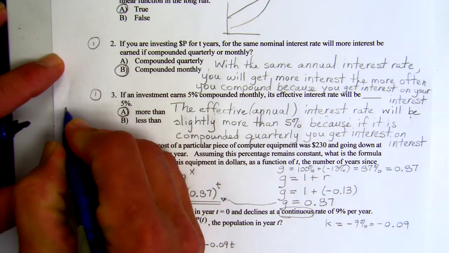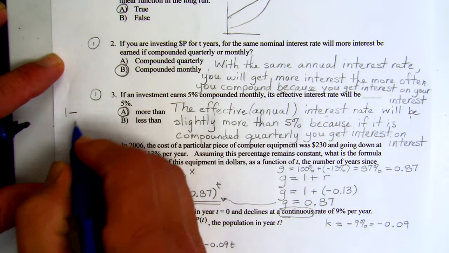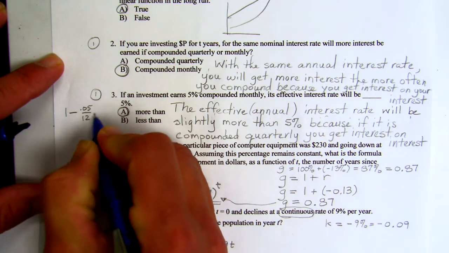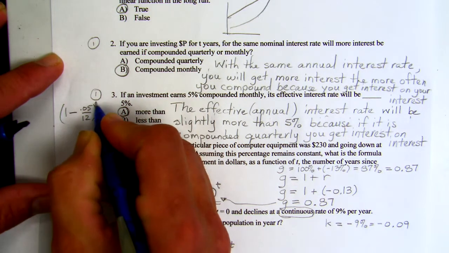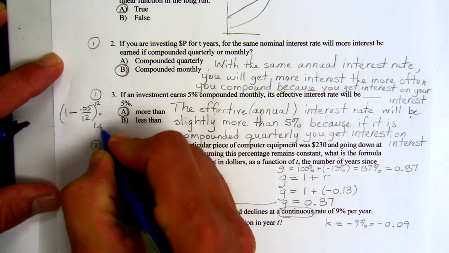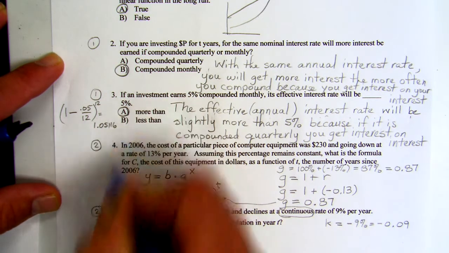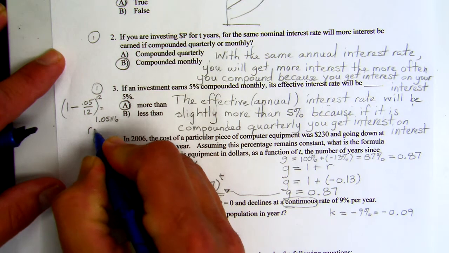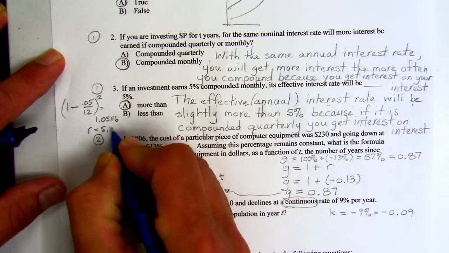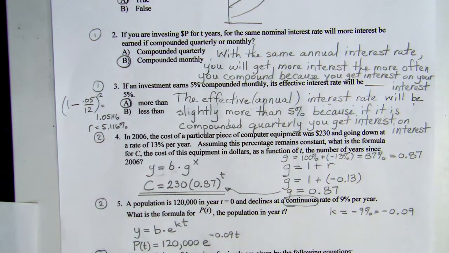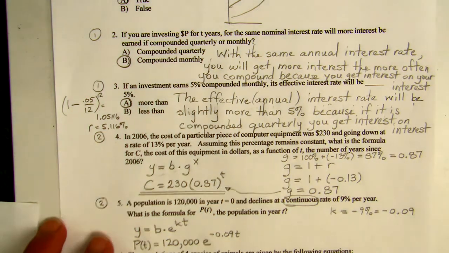You could also use the formula and actually calculate it. Some of you did this, 1.05 divided by 12, and did that to the 12th power. And I think this came up to be 1.05116, so that you'd have an effective annual interest rate of 5.116%, if I remember right. So it's not a big difference, but it's going to be a little bit higher the more you compound.